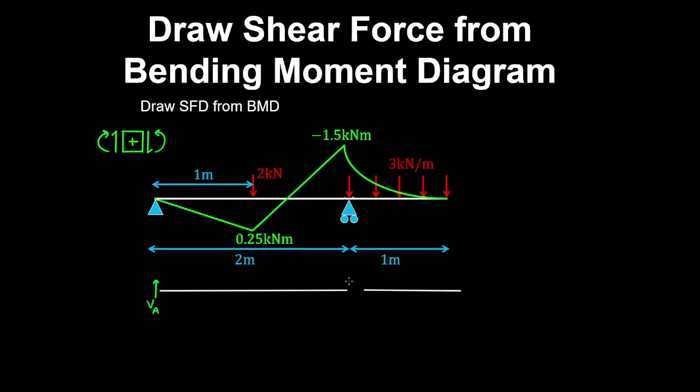And at the roller we take this side of the convention, so we assume the shear force acts downwards, and here we have a hogging moment, and as we know, hogging moments cause tension on the top of the beam, and this hogging moment has a magnitude of 1.5 kilonewton meters. So on this 2 meter long segment there's also a point load of 2 kilonewtons acting on it.